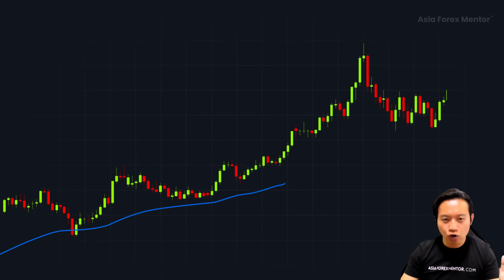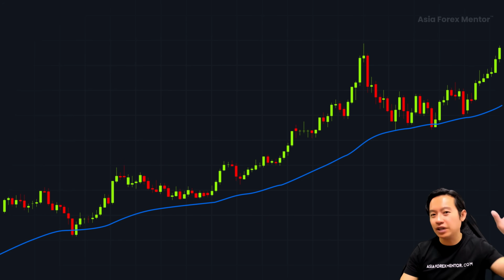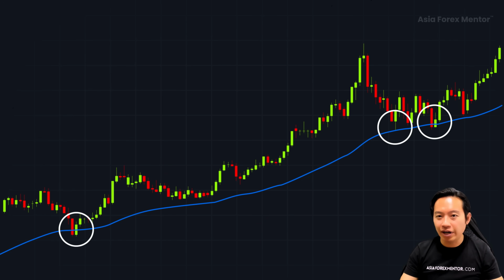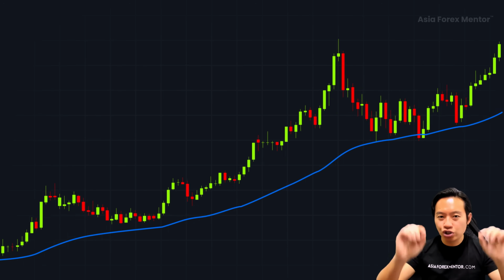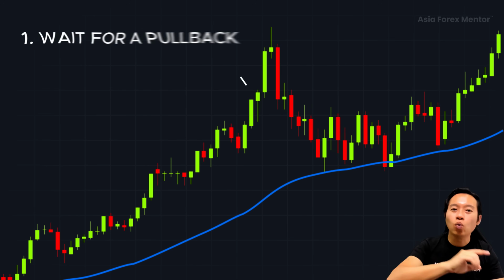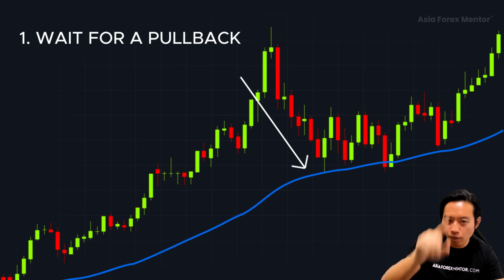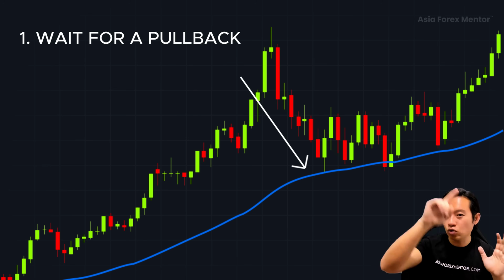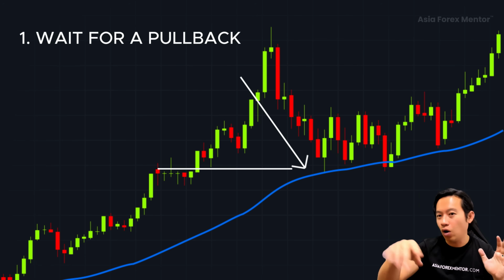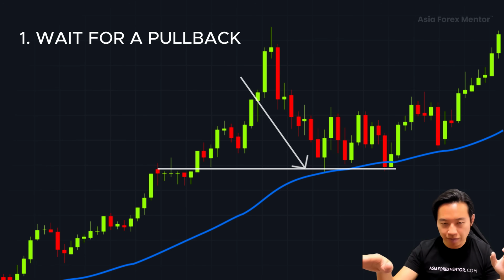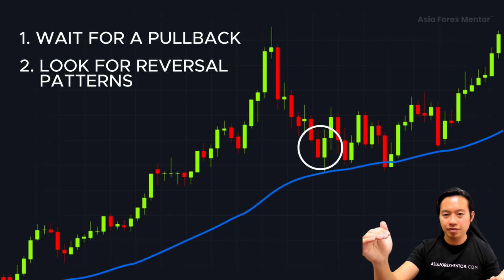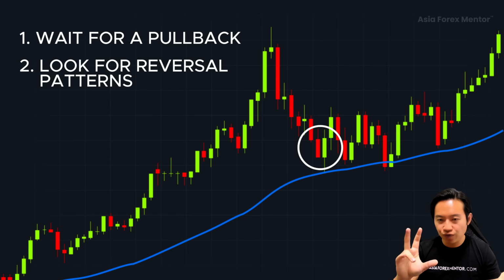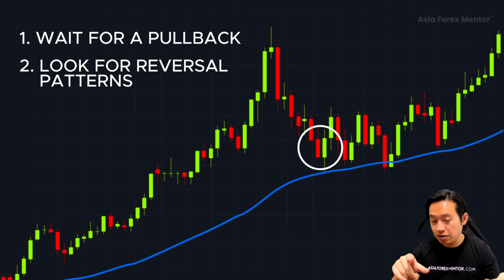Now, in a healthy uptrend, price often just bounces off the 50 MA, which is as seen here by the blue line. To trade this effectively, number one, wait for a pullback. That's where you allow price to go back to the 50 EMA or a support level, a support area. Number two, look for reversal patterns. At the 50 EMA or support area, you want to watch for bullish reversal patterns, which is what we talked about, the hammer or bullish engulfing patterns.